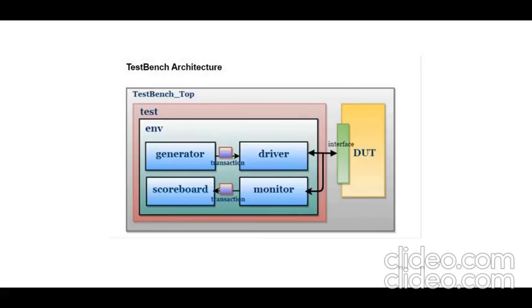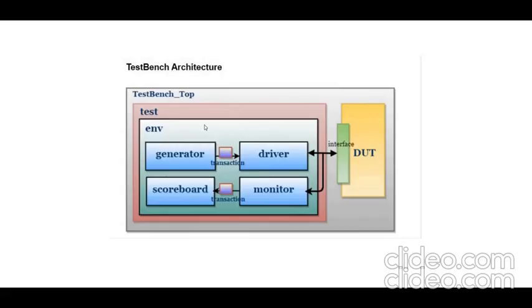So let's discuss the testbench part first. What are the components? Inside the test we have the environment. The environment has four blocks: the generator, the driver, the monitor, and the scoreboard. You can also see the transaction here. Transaction is another class which is responsible for generating different kinds of input.